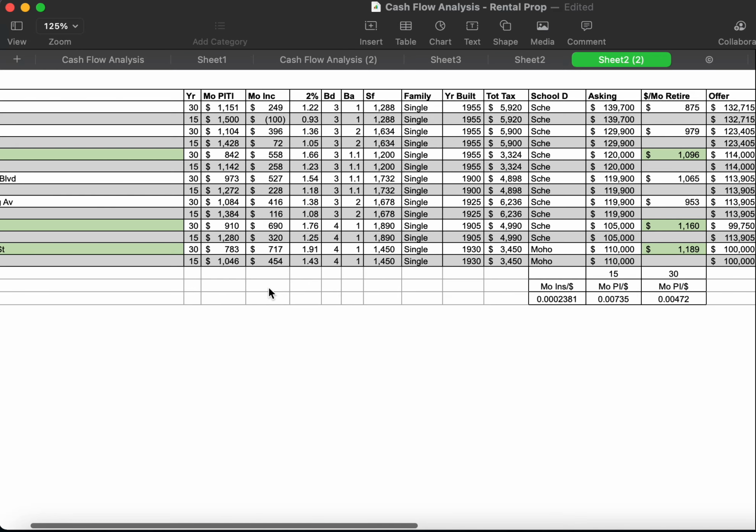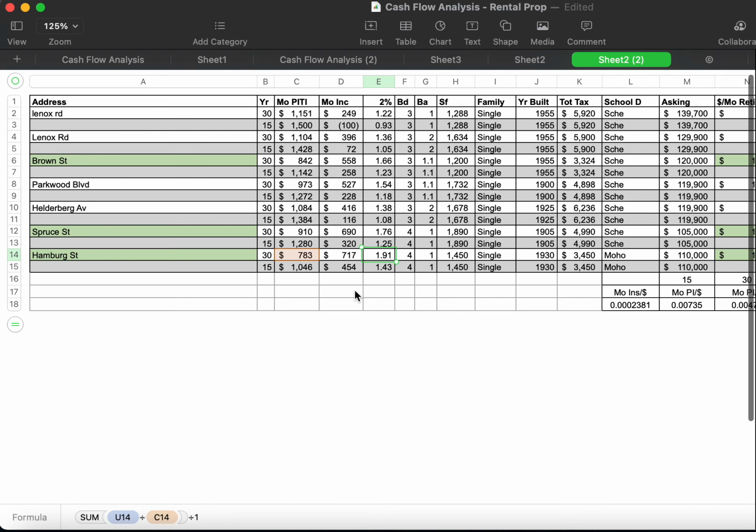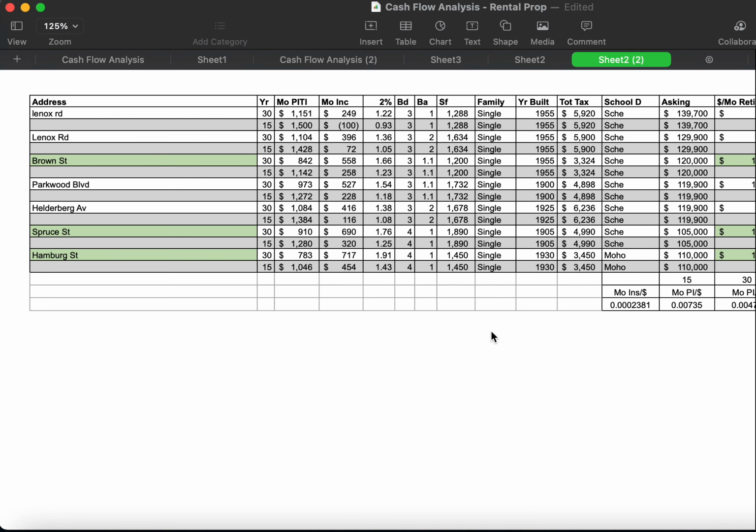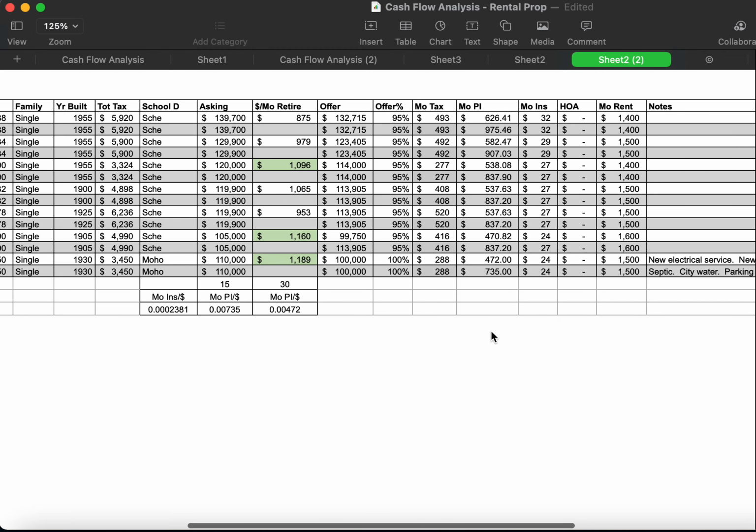So now look at this. We're at a 1.91 for the 2% rule. And monthly income is going to be, if we went with a 30-year, $717 or $454 on a 15-year mortgage. Not too shabby. So it's a 4-bedroom, 1-bath.